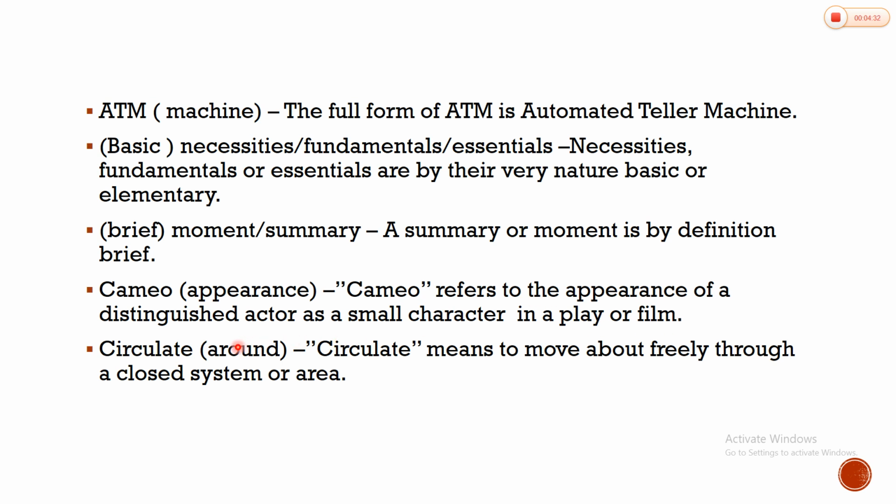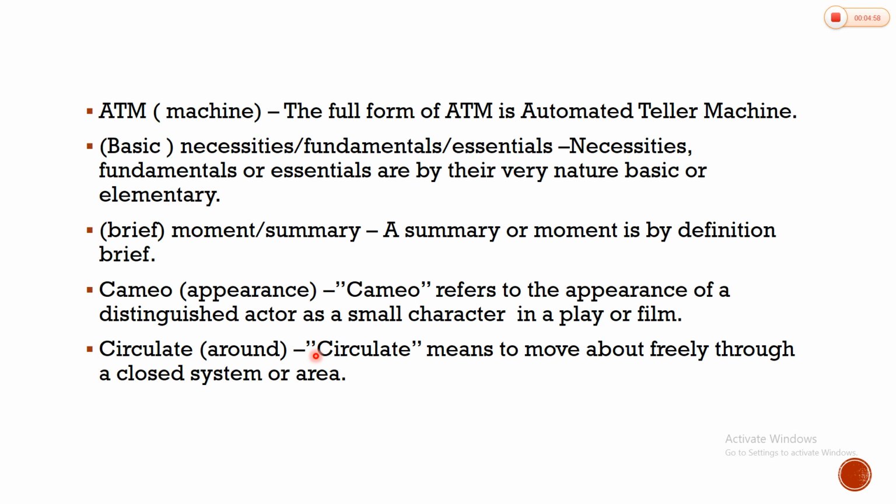The next word is circulate around. This is also a very common mistake. I think 95% of people make this mistake while saying circulate around. The word around is not required to be used with the word circulate, because circulate means to move about freely through a closed system or area. So we are not required to use the word around, because circulate itself contains the word around.